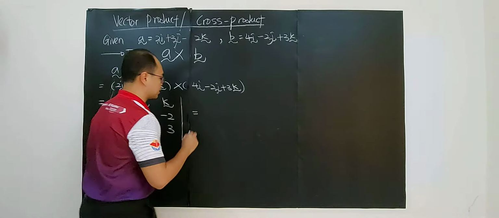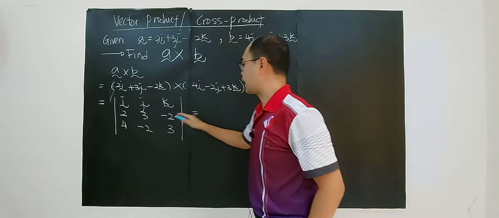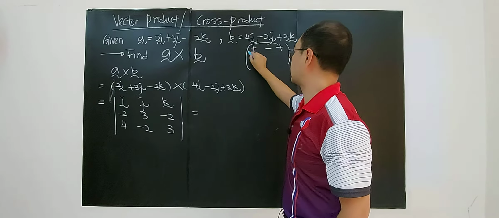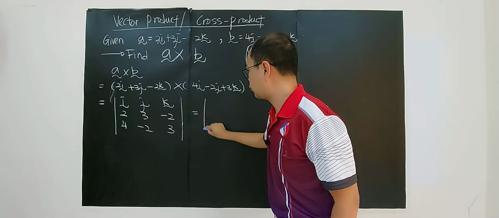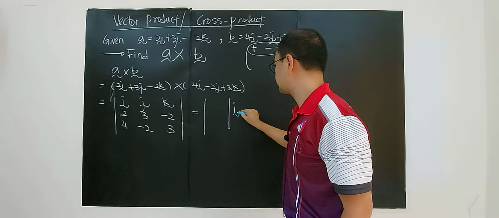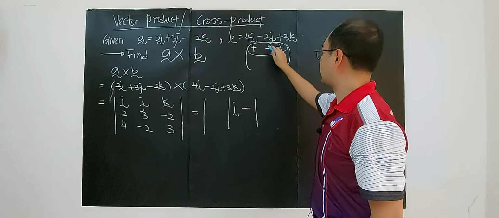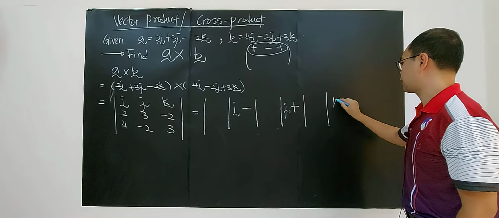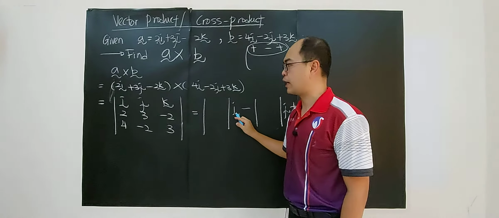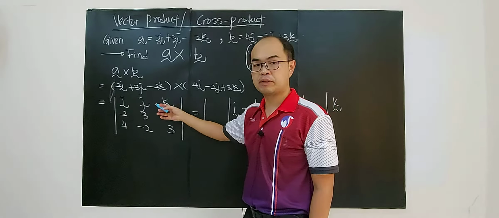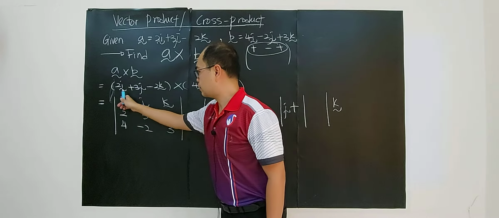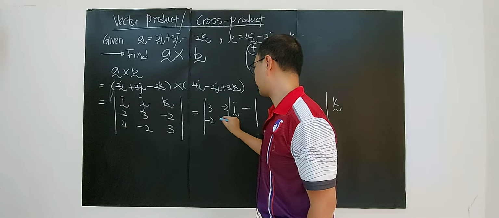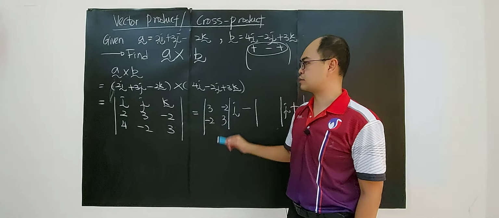So the easiest way is this. We look at i, just like expansion of the determinant. Do you still remember the signs of the cofactors we used for the first row? We have positive i, negative j, and positive k. What is the minor for i? Just like doing a determinant, you delete the row and the column, so you have 3, negative 2, negative 2, 3.